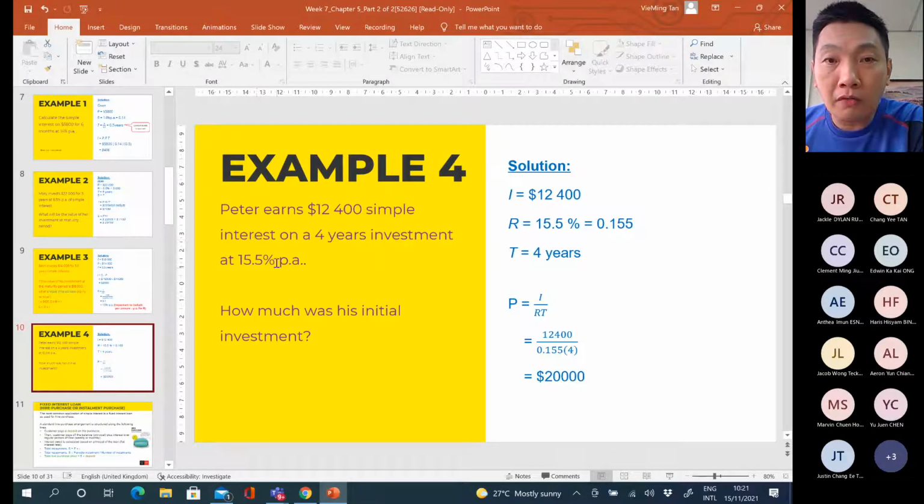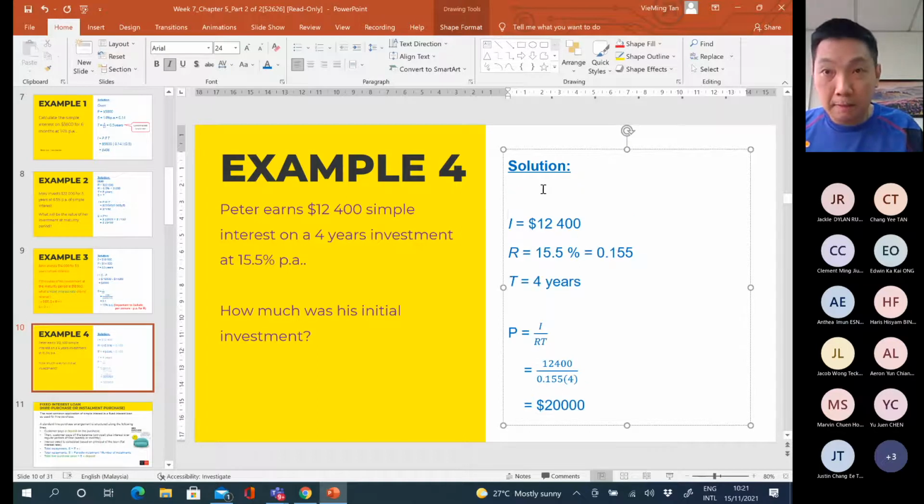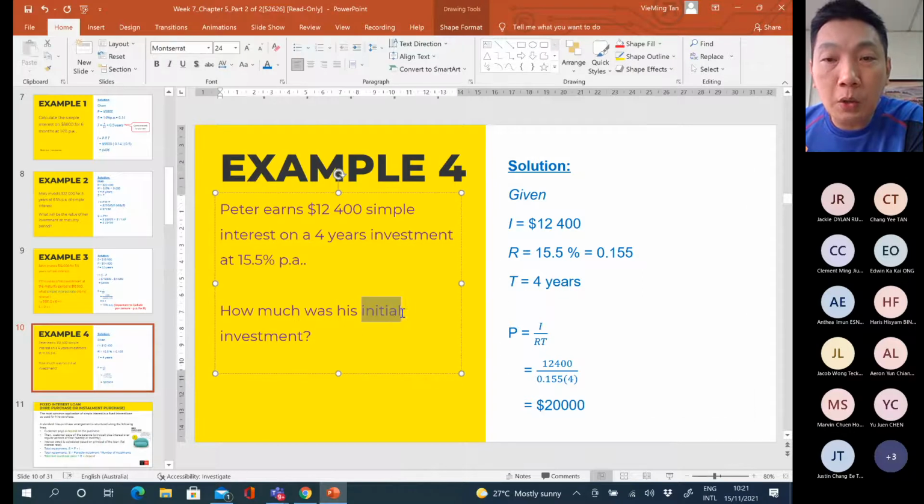Okay, and the interest rate is 15.5% per annum. So we convert this percentage into decimal number, you get 0.155. So these three pieces of information are already given from the question itself. Given this, now you're asked to calculate how much was his initial investment. Initial means the original investment, which is P. You're asked to get the P value, right?